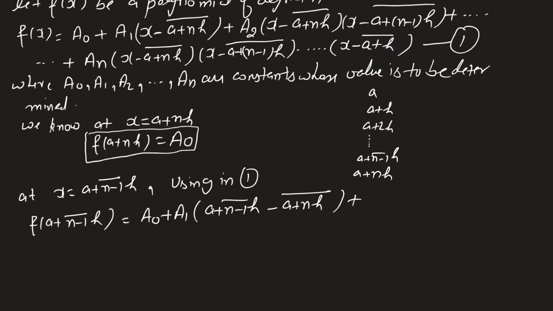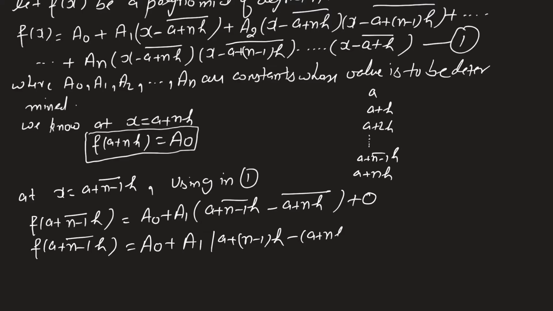Plus look over here, x will be replaced with a plus n minus 1 h, so this will cancel out, this term will become 0, and it will make the rest of the terms 0 as well. So the last term will be 0. So f of a plus n minus 1 h is equal to a naught plus a1 into a plus n minus 1 h minus a plus nh.